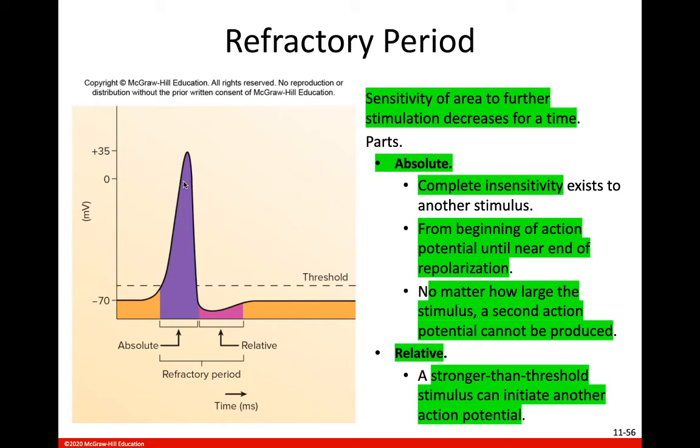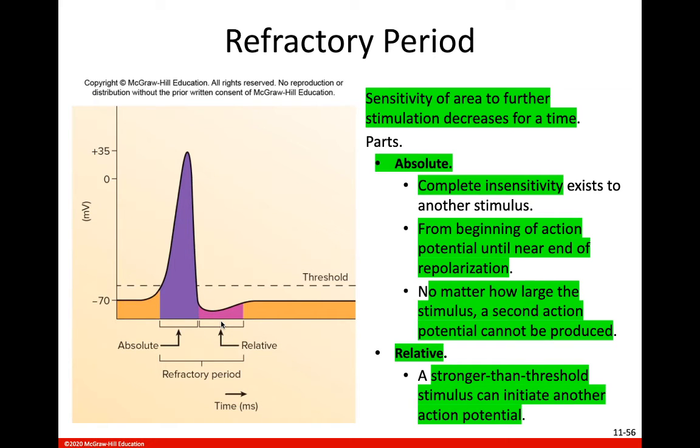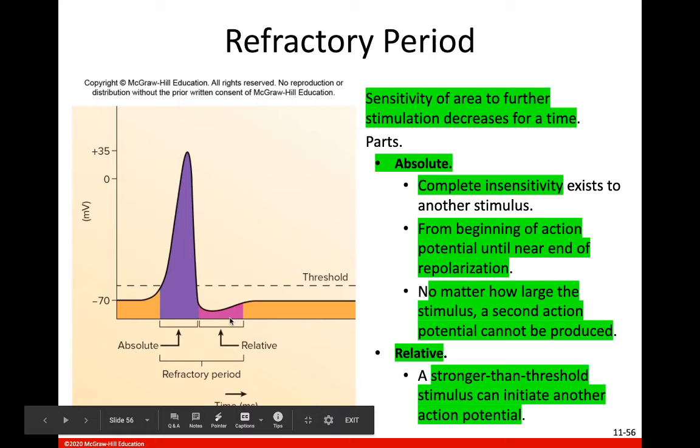During this period, that part of the axon is not going to be able to be stimulated again. Therefore, that keeps the stimulation going down toward the axon terminal and keeps it from going backward in this direction. And then we also have a relative refractory period. Here, you can still have a stimulus that could generate another action potential, but it's going to be a lot harder. It's going to take a really strong stimulus.